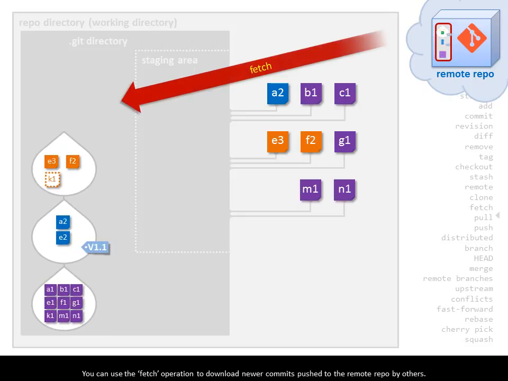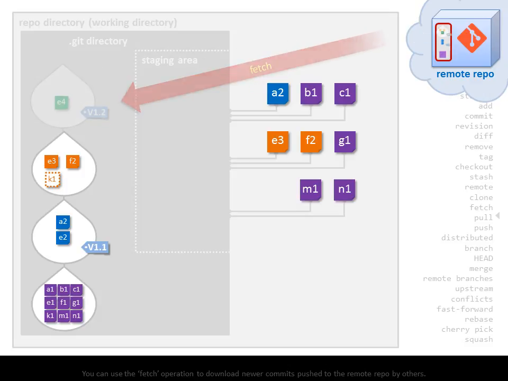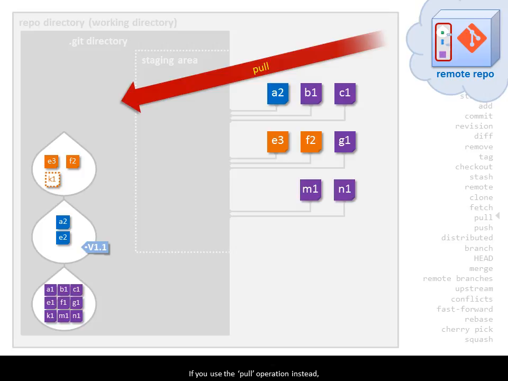You can use the fetch operation to download newer commits pushed to the remote repo by others. If you use the pull operation instead, Git downloads newer commits just like when you fetched, but in addition, it will try to update your working code to the latest version.